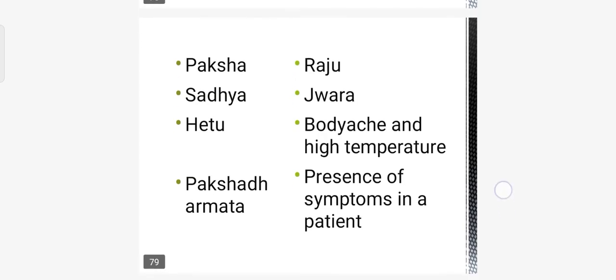So the Paksha is Raju, because it's the place where you are going to see the Lakshanas. Sadhya is Jwara. The Hetu is body ache and high temperature, high temperature being the first thing. Henceforth, you are going to diagnose this as Jwara, where you see the Hetu in the Paksha, that is in the patient Raju. Paksha Dharmata is the presence of the symptom, and that is nothing but in the patient. The Sapaksha: any other similar person having the Lakshanas would be called a Sapaksha.